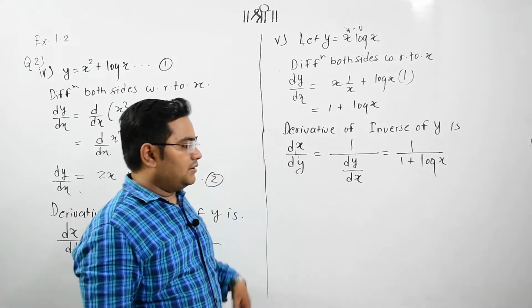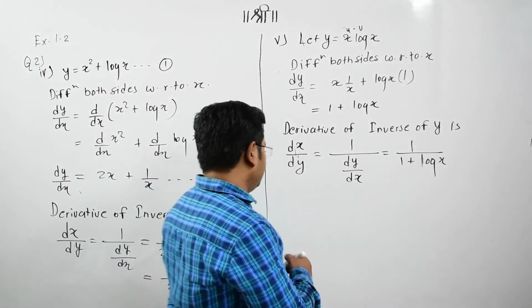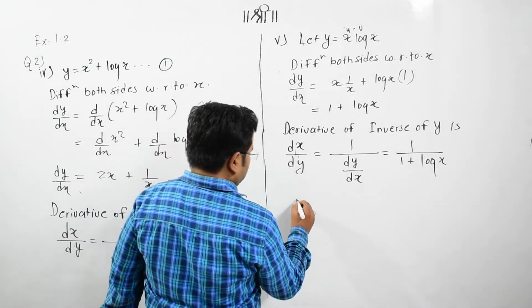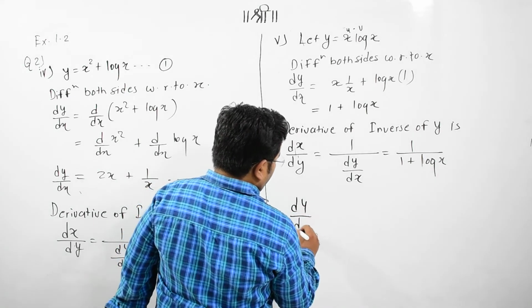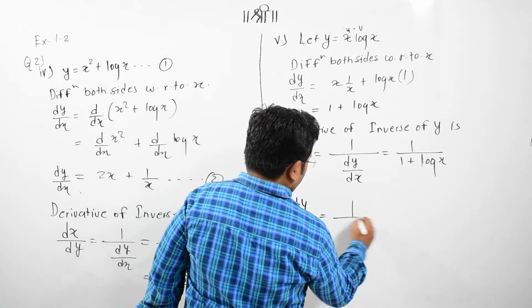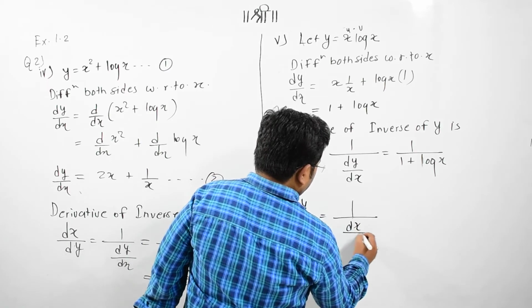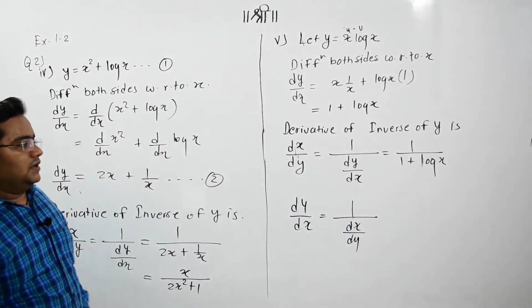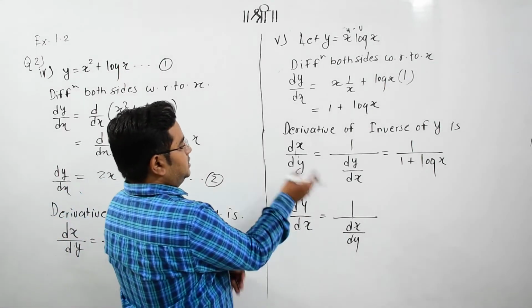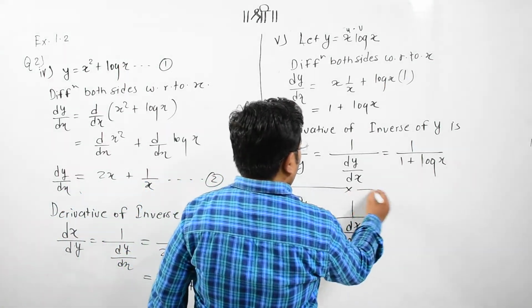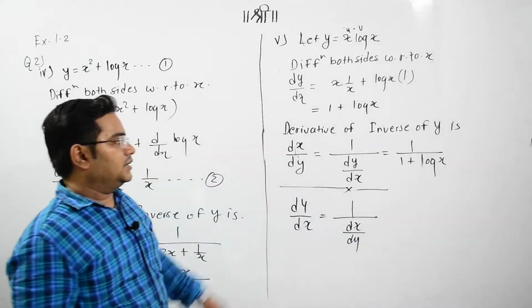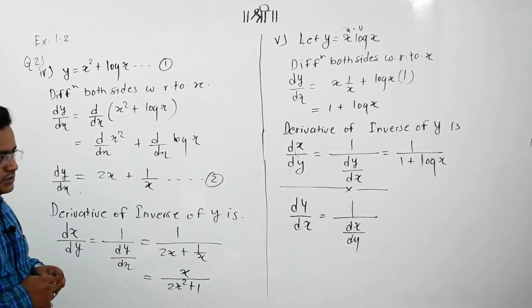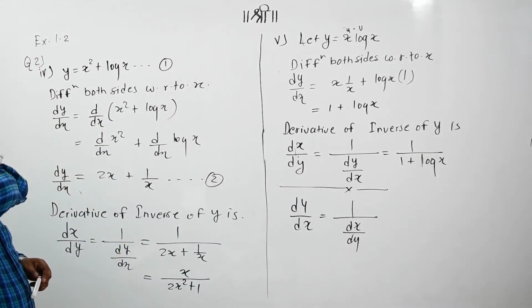Initially, they have given only the theorem in terms of dy upon dx is equal to 1 upon dx upon dy. So, this was the theorem. We are making its opposite parameter and finding the derivative of that inverse.